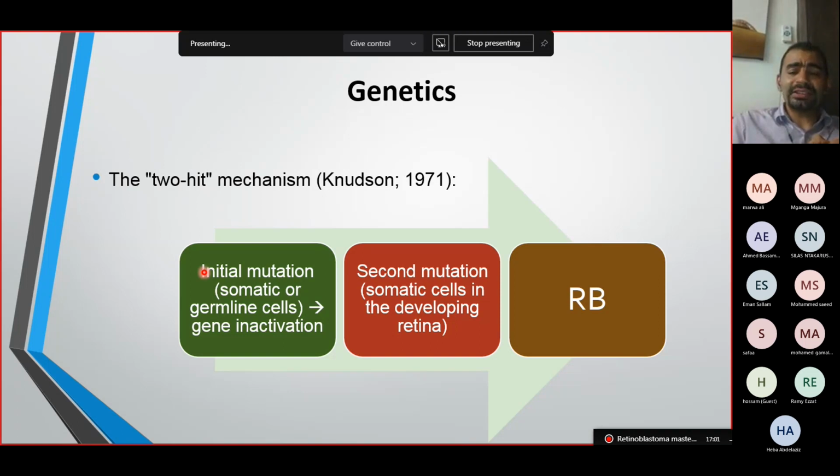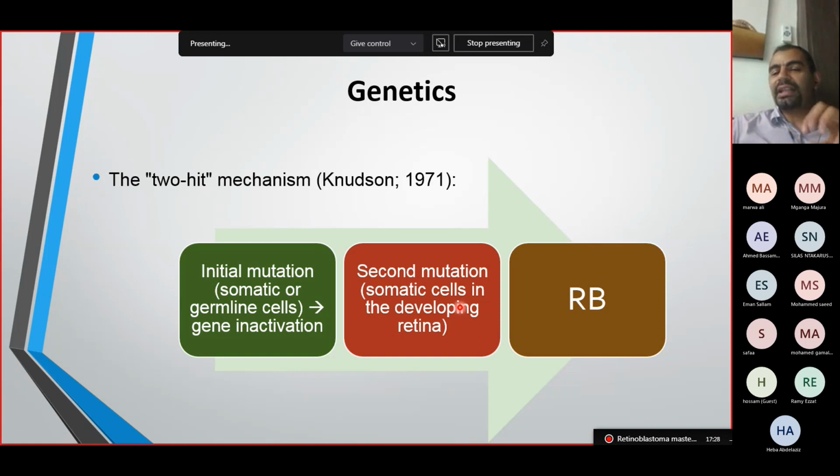The first hit can be either somatic or germline. So it can be either inherited in the germline and present in all cells of the body, or it can be a somatic mutation, affecting only the tumor cells. And this represents the first hit. Then the patient will get a second hit, and he or she will develop retinoblastoma.